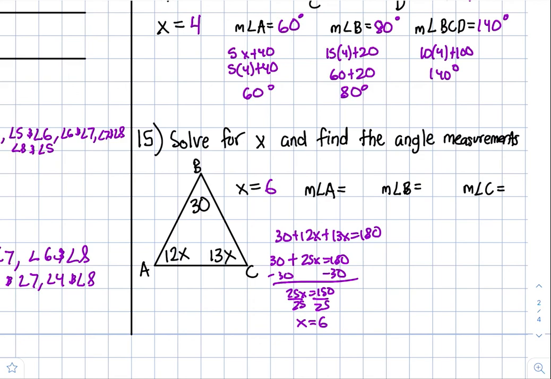Now we have to find each angle measurement. For measuring angle A, 12 times 6, right? You substitute 6 in for x, and you should get 72 degrees. For measuring angle B, that's just 30 degrees. Measuring angle C, 13 times 6, which would give you 78 degrees. There's your test review.